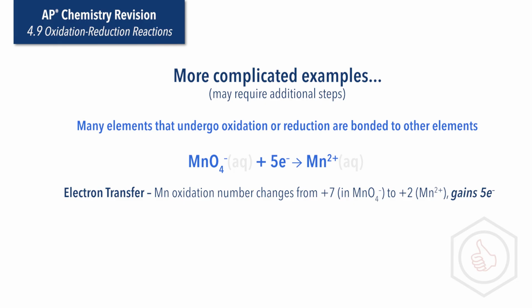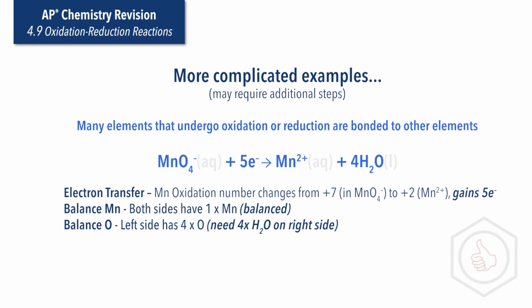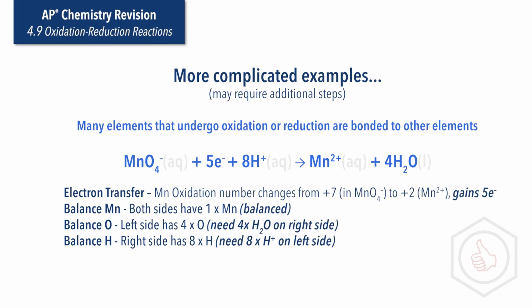Both sides of the equation have 1 Mn, however the left-hand side currently has 4 oxygens. To get 4 oxygens on the right-hand side, we need to add 4 H2O molecules. 4 H2O molecules on the right-hand side require 8 hydrogens, so we'd have to add 8 H+ ions to the left-hand side. This would now give us MnO4- plus 5e- plus 8H+ goes to form Mn2+ plus 4H2O. Notice here that the presence of H+ ions indicates acidic conditions, so to reduce the MnO4- to Mn2+, you'd need to have a solution that contains an acid.